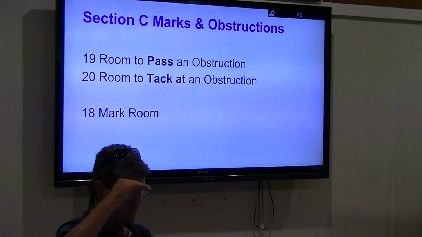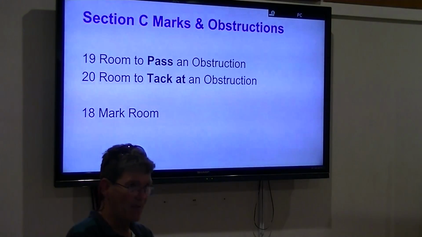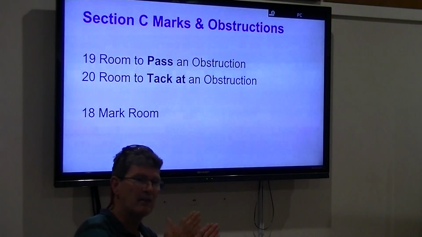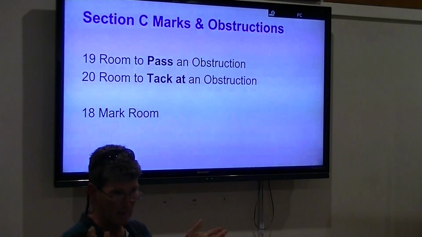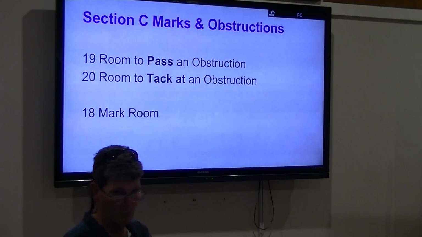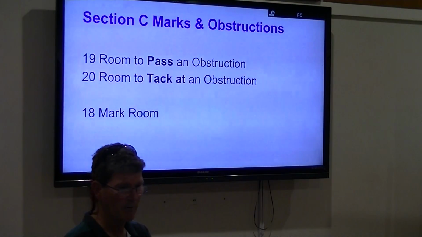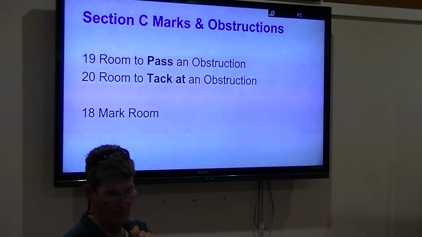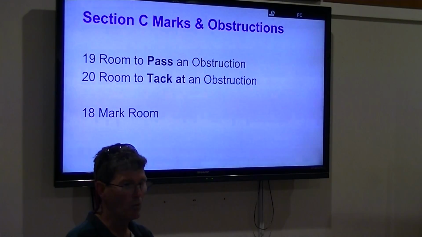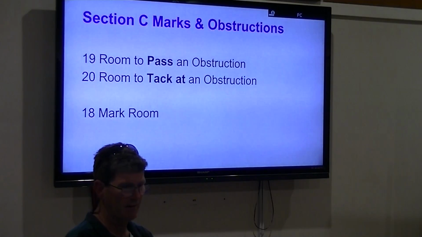There's two rules on obstructions. There's rule 19, how to pass an obstruction, and then there's rule 20, to tack at an obstruction. Rule 19, passing an obstruction, is the more general rule about how you're not allowed to scrape somebody else off on an island or something. And then there's a very specific rule about if you wish to tack to clear an obstruction. So we'll make those two distinctions, and then we'll look at the really complex rule 18.